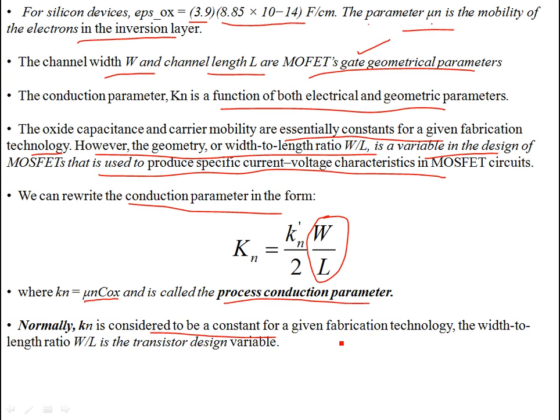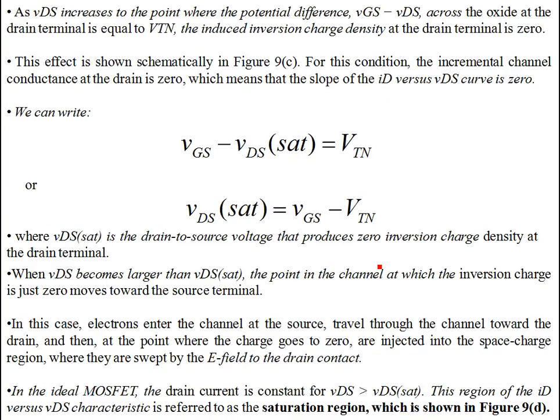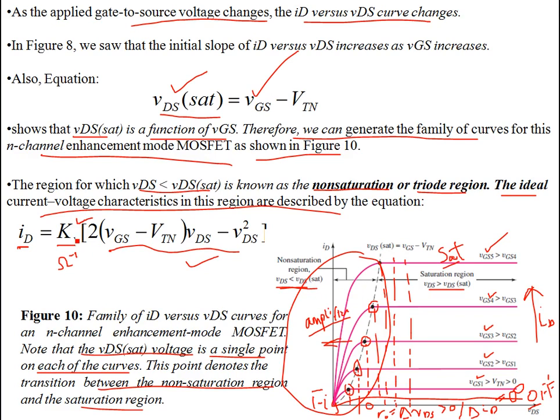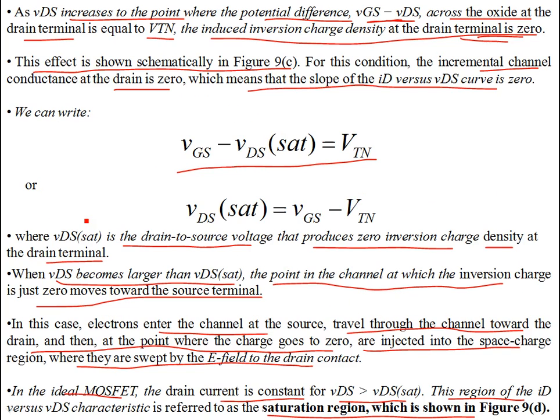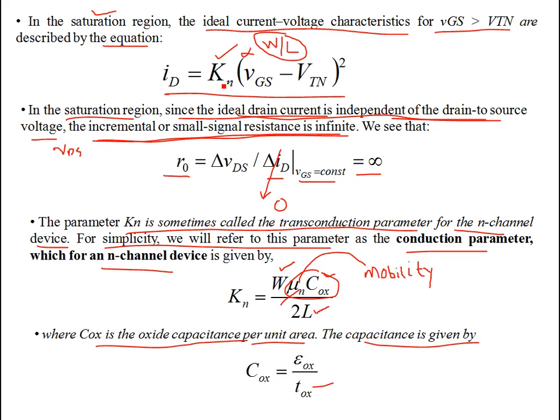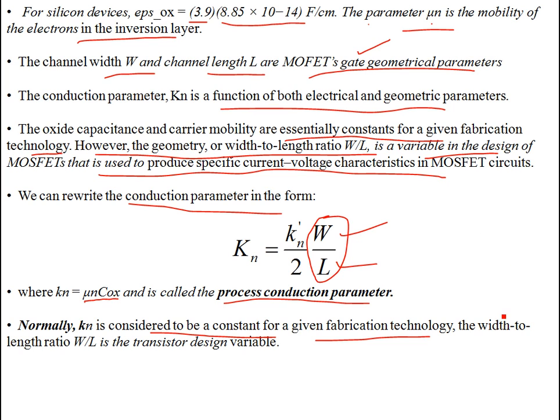Normally Kn prime is considered to be constant for a given fabrication technology. Once you have fabricated the transistor, W and L are finite and fixed. But this Kn has a role to play in defining the current and voltage characteristics. You see that in both the non-saturation and saturation regions, the current ID is dependent on this parameter Kn. So the width to length ratio is the transistor design variable.